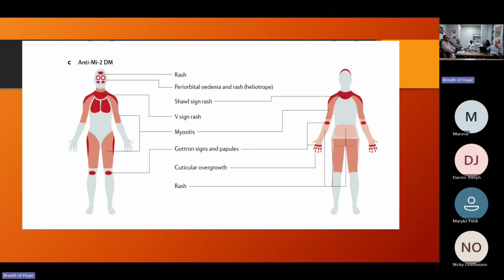Okay, so here's the one that we're most accustomed to from when we were doing our training. This is the anti-Mi2 dermatomyositis. All right, so predominant features here are the rash. The patient often has the heliotrope rash, the shawl sign, as you can see there, V sign on the neck. They usually have very significant myositis. So these patients can present with extreme weakness. I've had quite a few of these patients who were bedbound, couldn't swallow, they needed nasogastric feeding, and so they can have quite significant weakness.